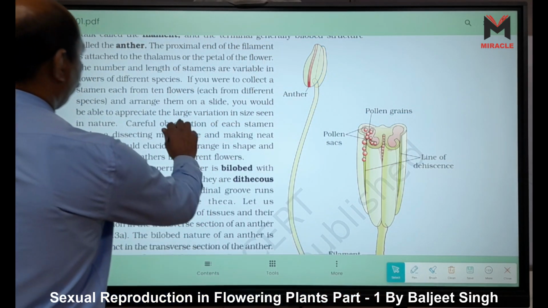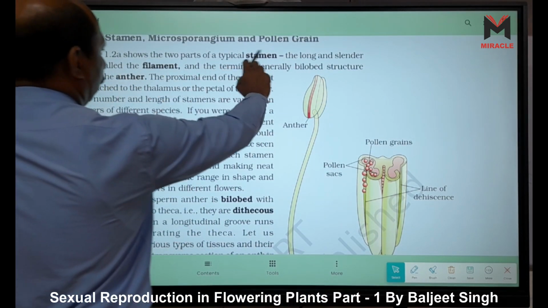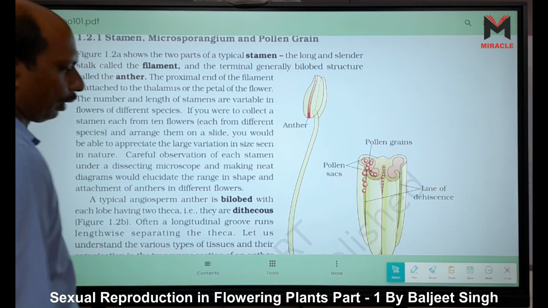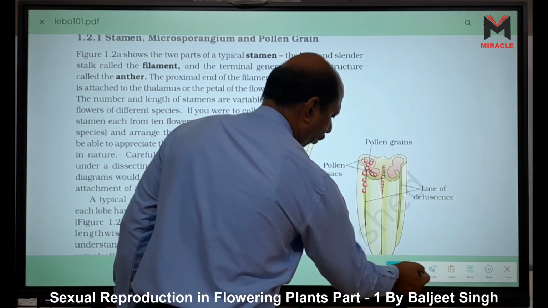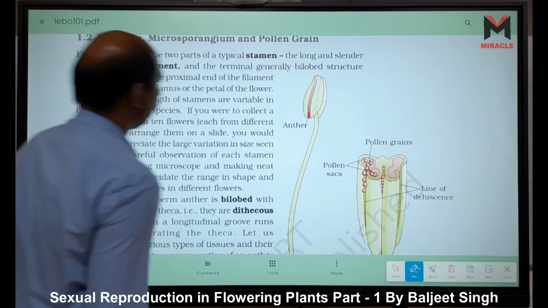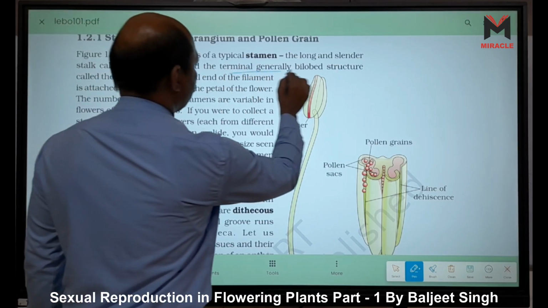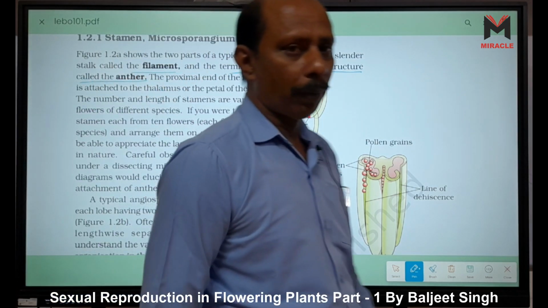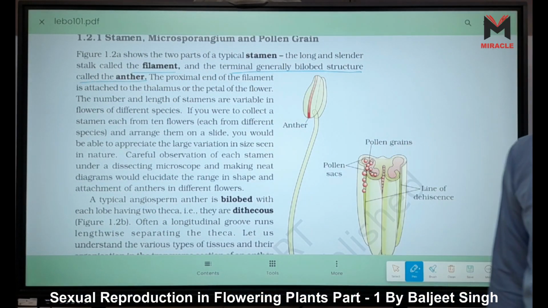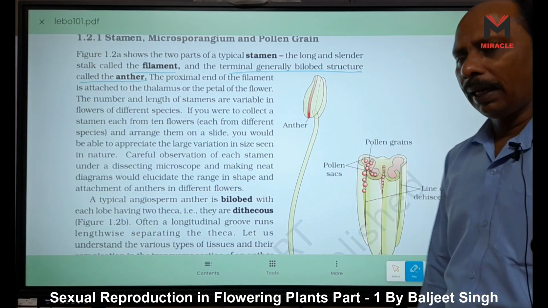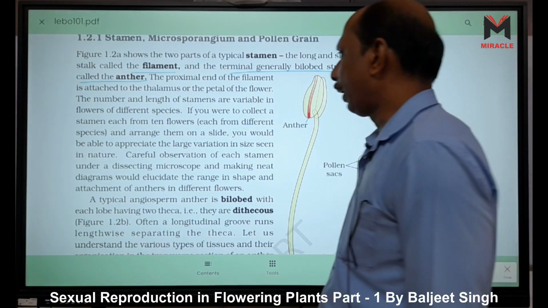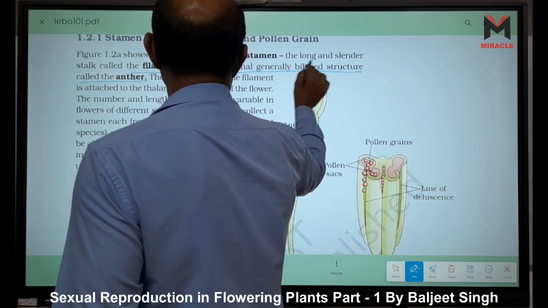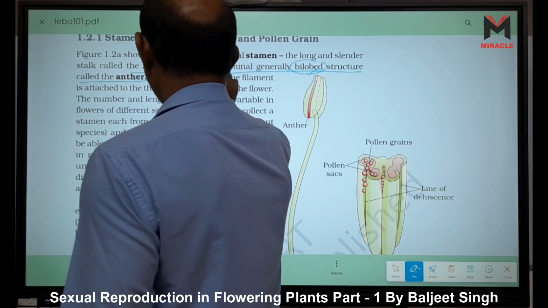Okay, come and read this one. What is given? A typical stamen has a long slender stalk called the filament, and the terminal, generally bilobed structure, is called the anther. Generally bilobed, mostly bilobed, but it is not always correct. Sometimes a single lobe is also there, and then it is called monolobed or unilobed, but it is very rare. Mostly it is a bilobed structure.